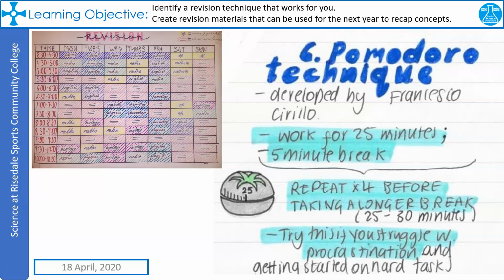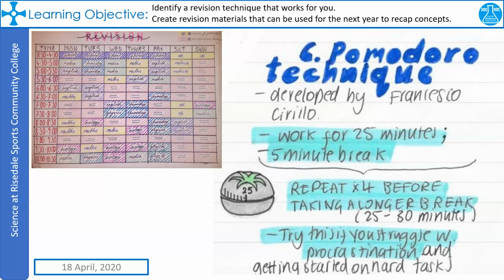Thinking about your revision, thinking about making a timetable, planning out your future year. I know a year seems a long time, but really it's going to fly by. I like this technique called the Pomodoro Technique, which is a system where you work for 25 minutes and then take a 5-minute break. Then you repeat this 4 times and you take a longer break, say half an hour. And then you split your day up into bigger sections. So you could study quite a bit more in one day.